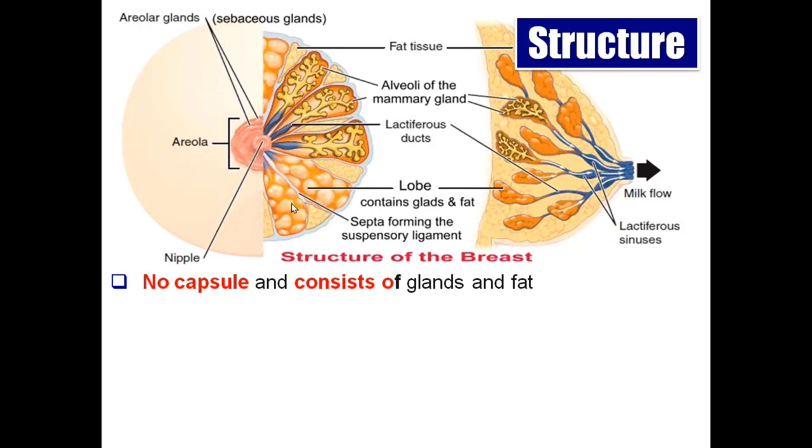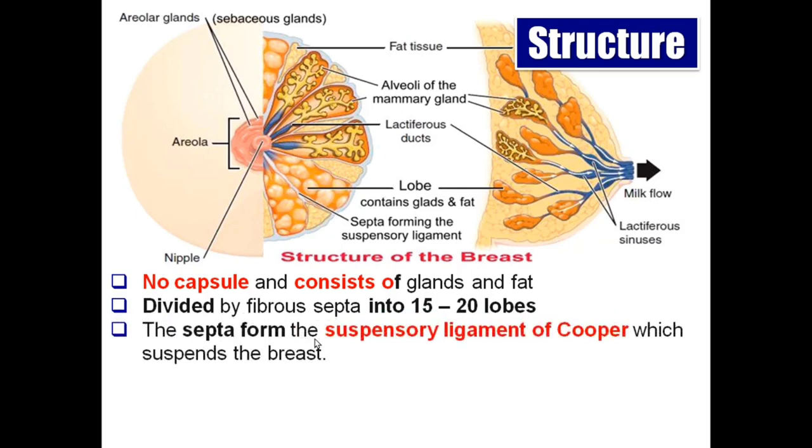The breast is divided into 15 to 20 lobes by septa. This is a septum, another septum. The breast is divided by fibrous septa into 15 to 20 lobules. These fibrous septa form what is called the suspensory ligament of Cooper. This suspensory ligament of Cooper suspends the breast.